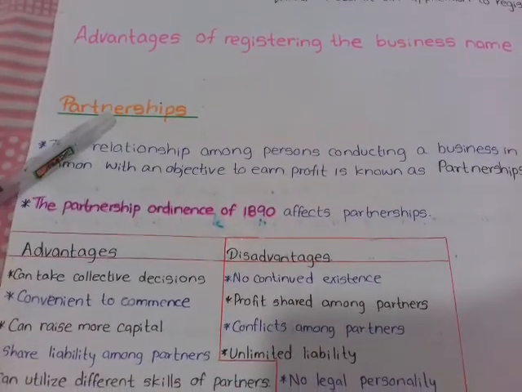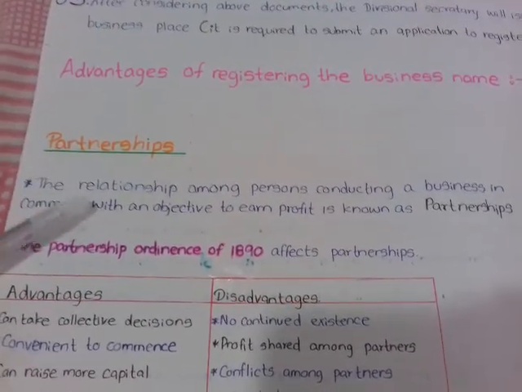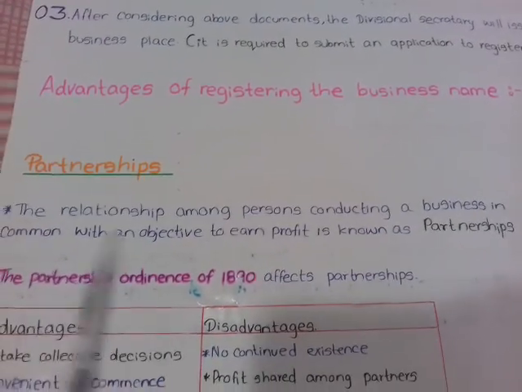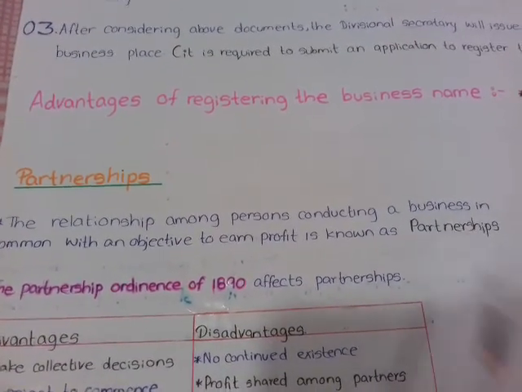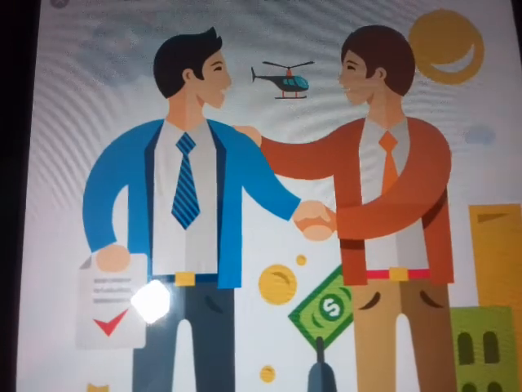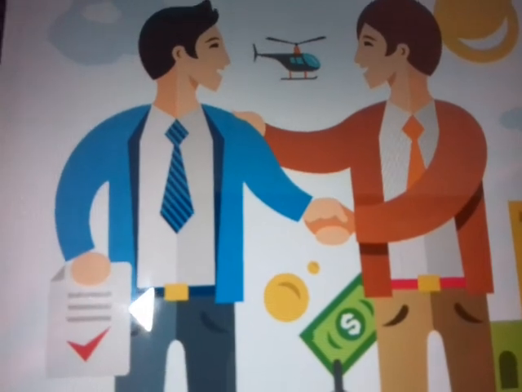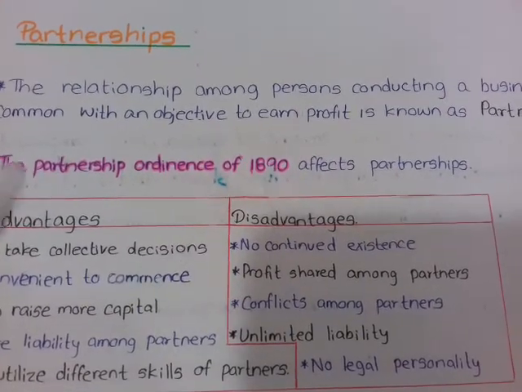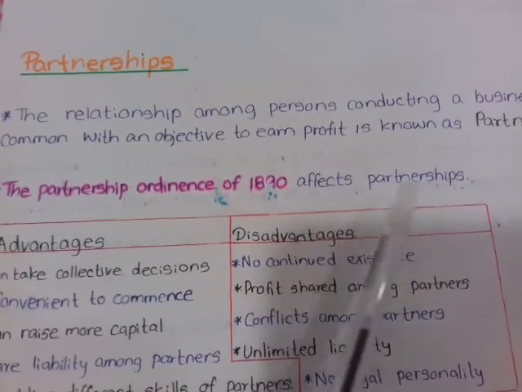Partnership is also a private for-profit business. The relationship among persons conducting a business in common with an objective of earning profit is known as partnership. So that means two or more people are getting together to conduct this business with a common objective. And what might that be? Well, it is earning profits. And another thing you should remember is, the Partnership Ordinance of 1890 affects partnerships.